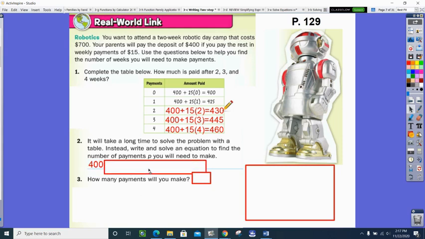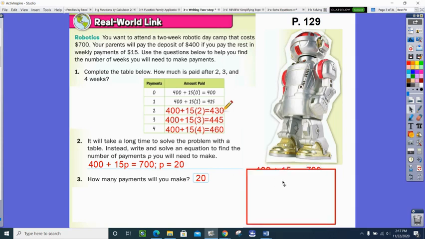So you're going to take your parents' $400 and you're going to add $15 for every payment you make, and that's your P. And what are you hoping to get in the end? How much money do you need? You need the $700. Now, I already solved it here for you, but let's remember how to solve this equation, okay? So it looks like we're going to have to make 20 payments, but where did that come from?